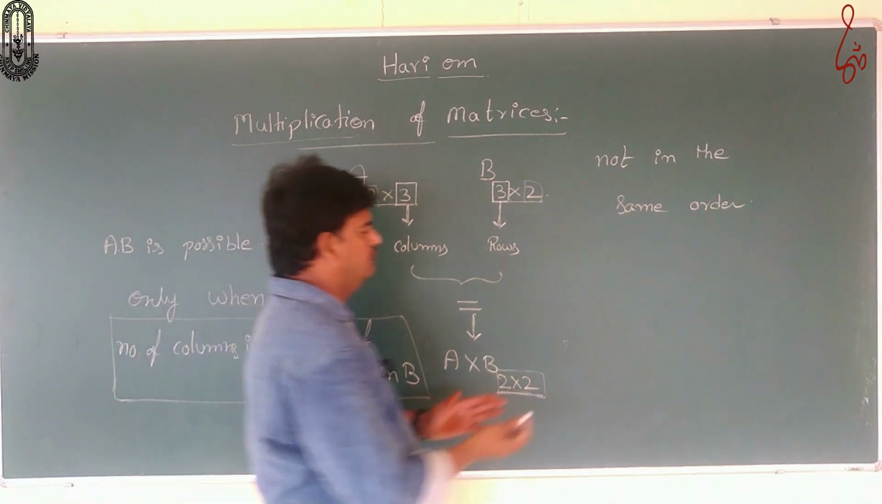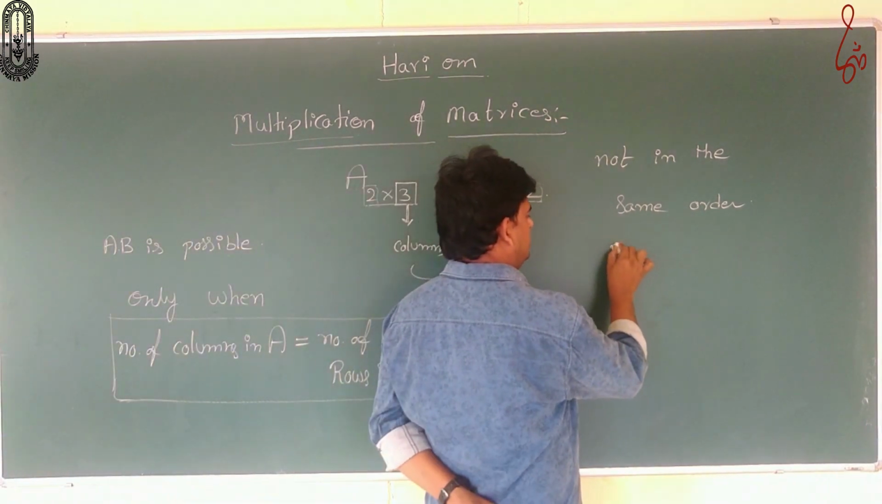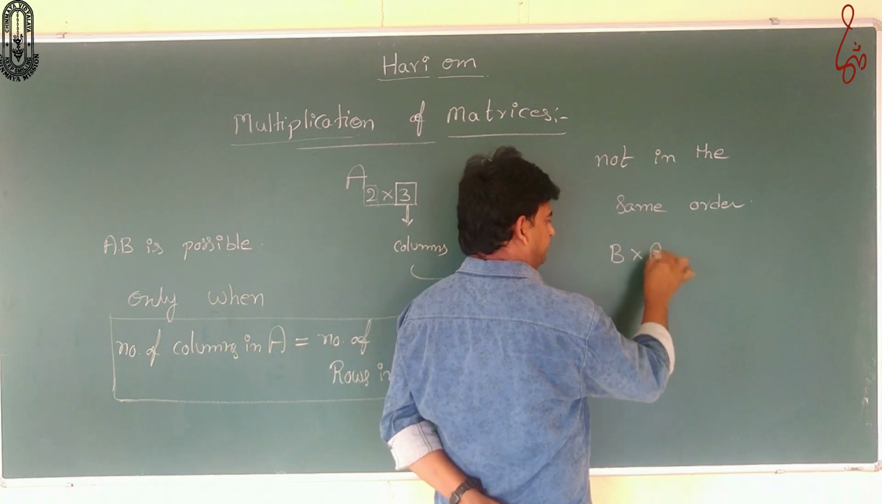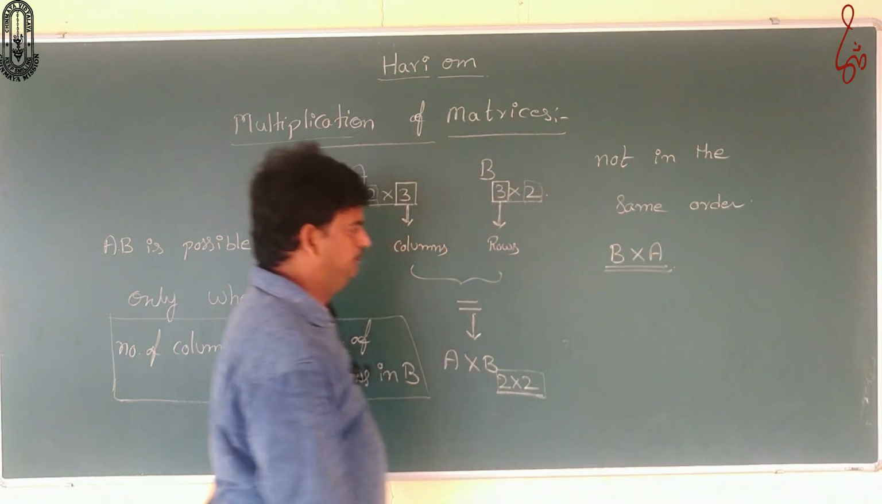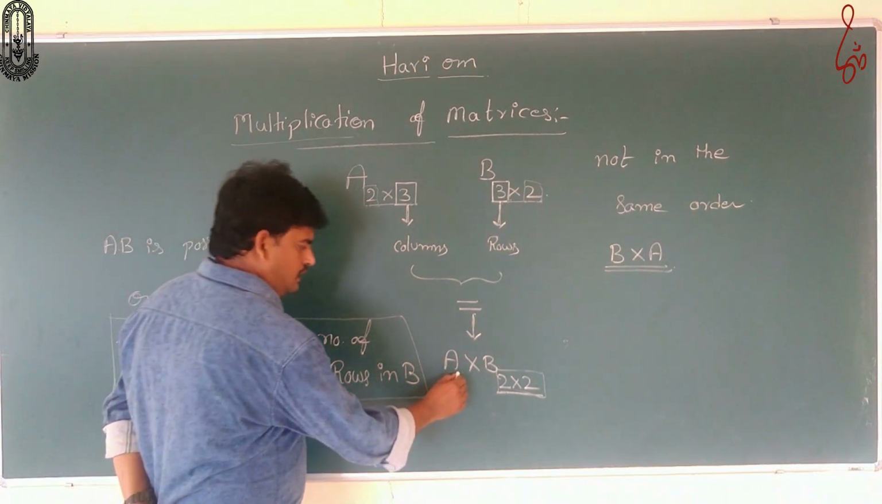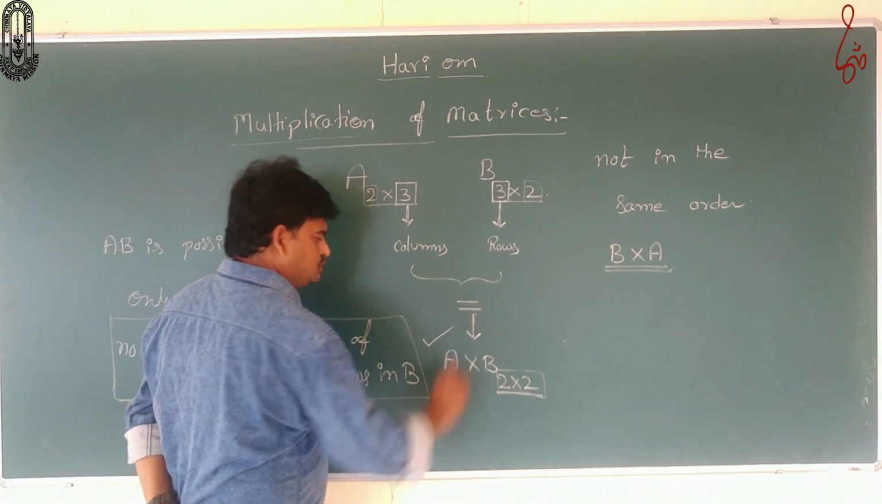Then let us observe whether the product of B into A, B and A, is possible or not. Here the product of A and B is possible.